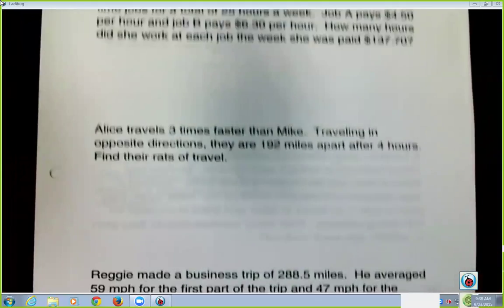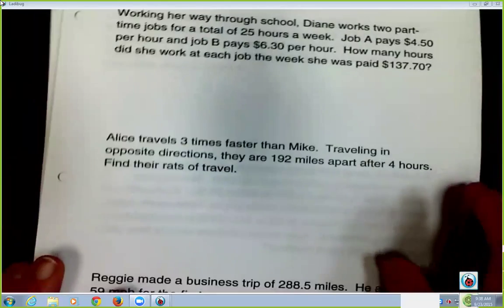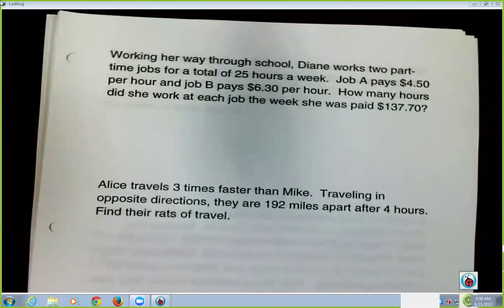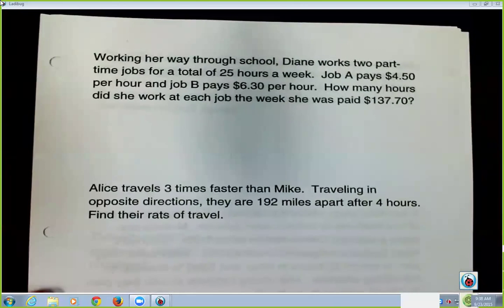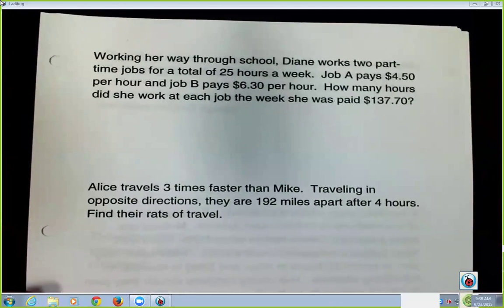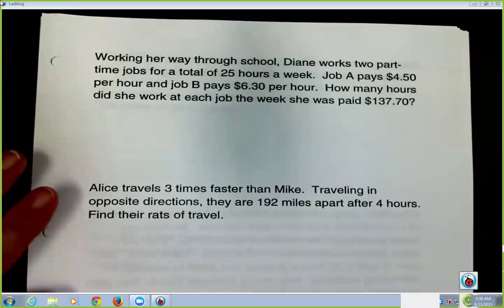And then it just gets into, again, more varieties. There's a whole bunch of different ones that are in here. Working her way through school, Diane works 2 part-time jobs for a total of 25 hours a week. Job A pays $4.50 per hour and job B pays $6.30 per hour. How many hours did she work at each job the week she was paid $137.70? I think she needs to find some better paying jobs.